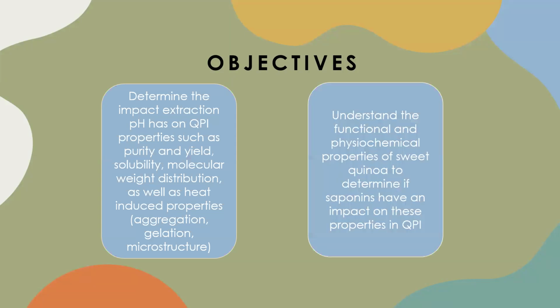Additionally, the study also aimed to understand how the functional and physiological properties are impacted by the sweet variety of quinoa, being naturally low in saponins, and determine if this factor has an impact on QPI.